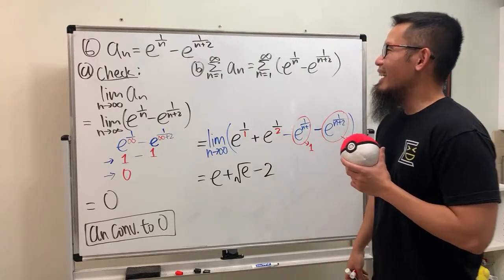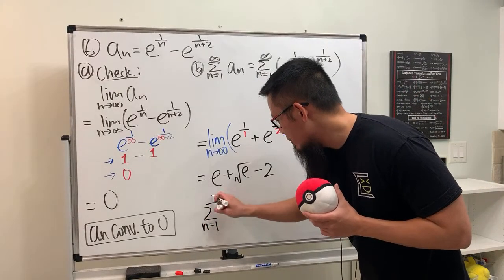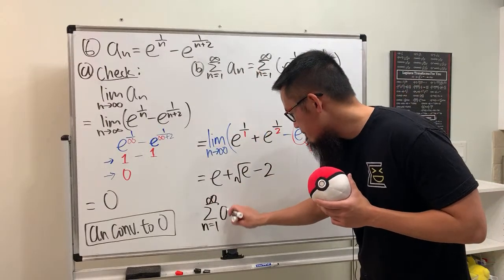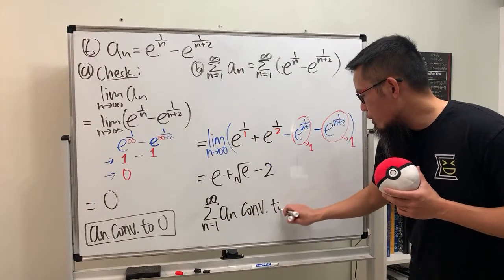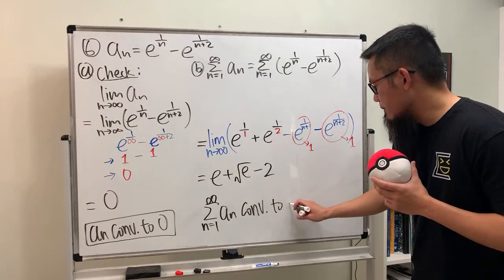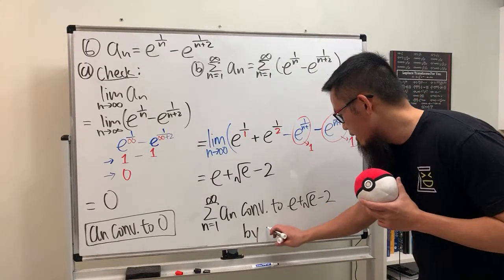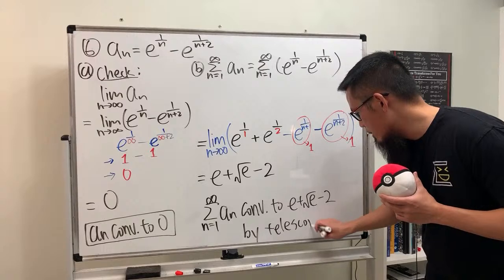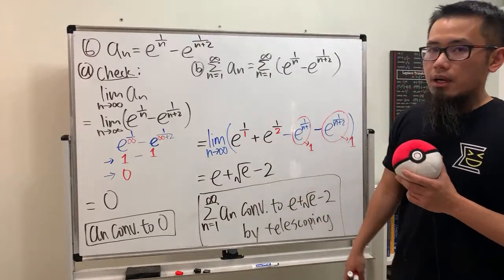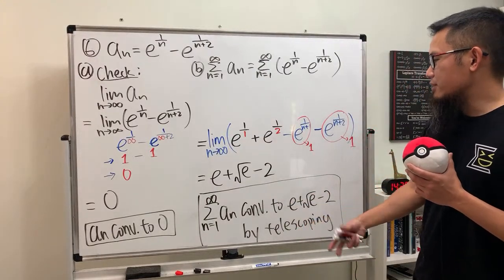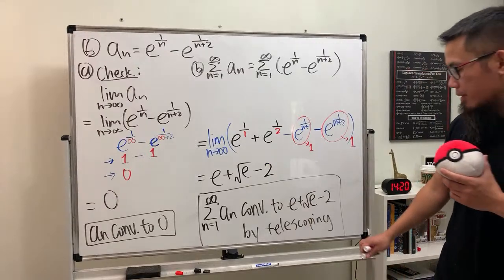Anyway though, we know that the series as n goes from 1 to infinity of our a_n, which is that, converges. And in fact, we know what it converges to. It converges to e plus square root of e minus 2 by the telescoping method. It's not really a telescoping test, but it's just a telescoping method to end up with that answer. So let me write that down. All right, so far so good, huh?